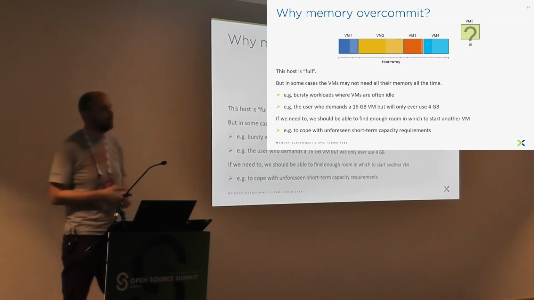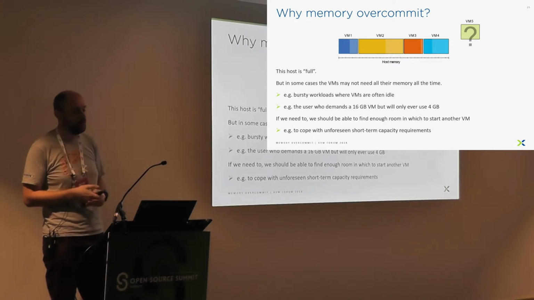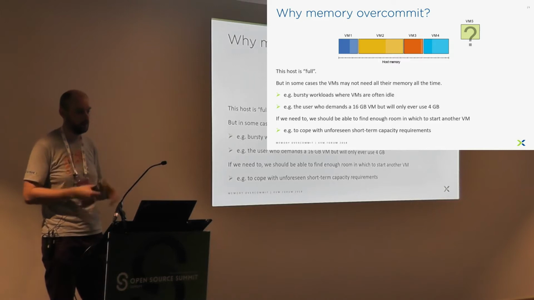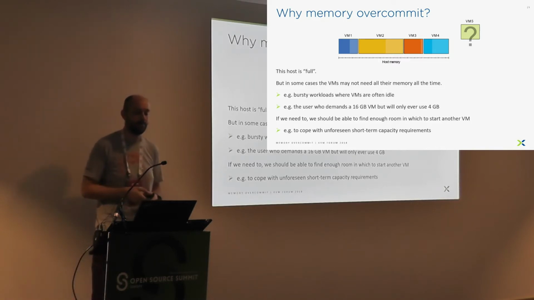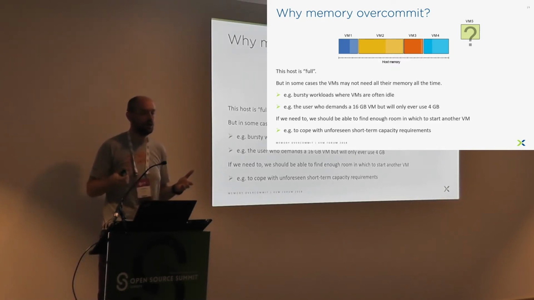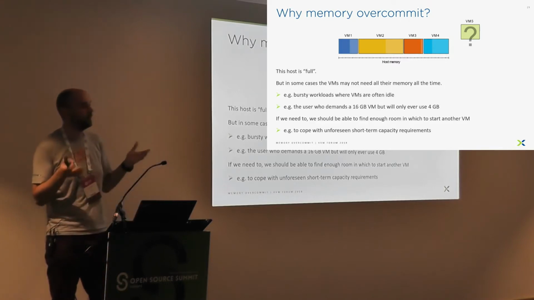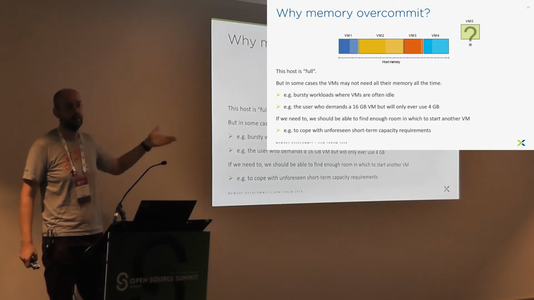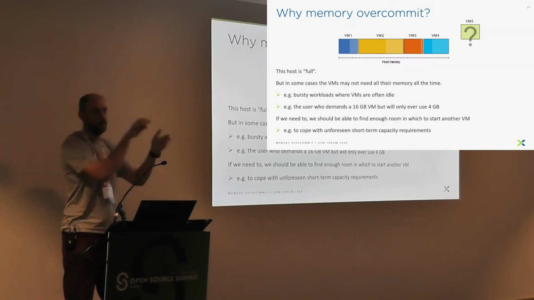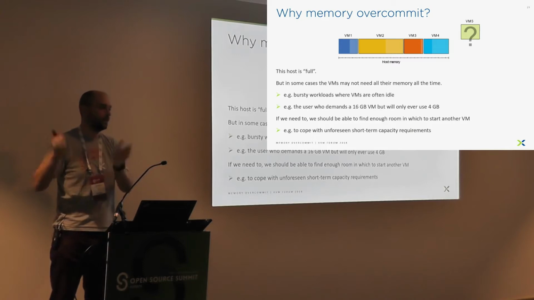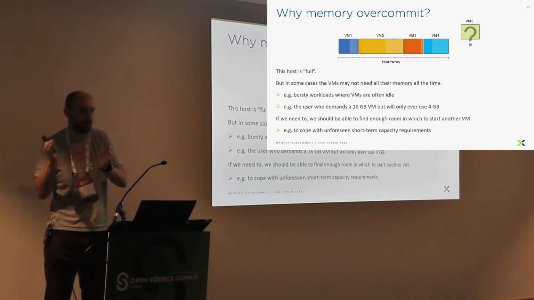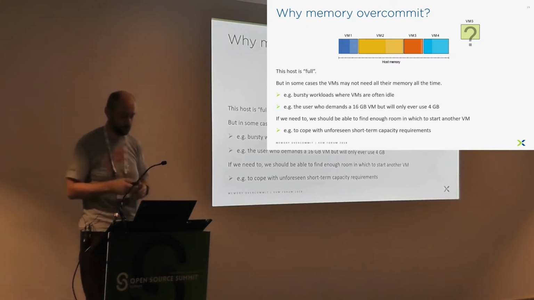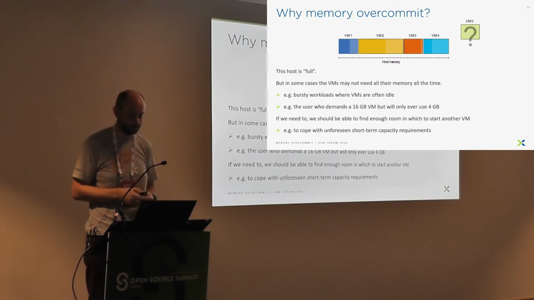So in the case of this 5th VM, where does it go? If we need to, we should be able to find enough room on this host, because these VMs are not using all the memory, to start that new VM. And this can be useful to cope with unforeseen short-term capacity problems. So for example, we may have had a hardware failure in some other node, and we need to evacuate that host, get the VM started somewhere else. So we may have this short-term problem of needing to fit more VMs in than we would normally be comfortable with. So this is why we need memory overcommit.